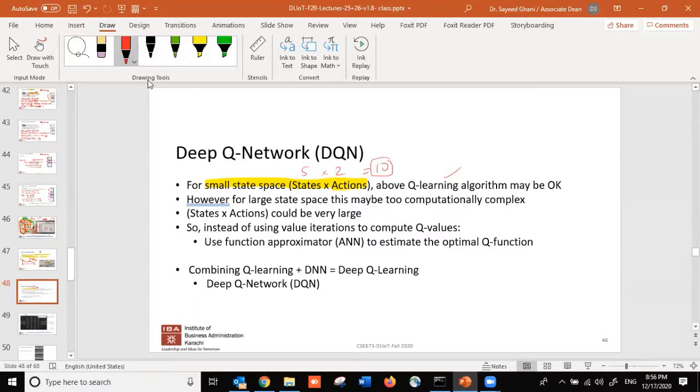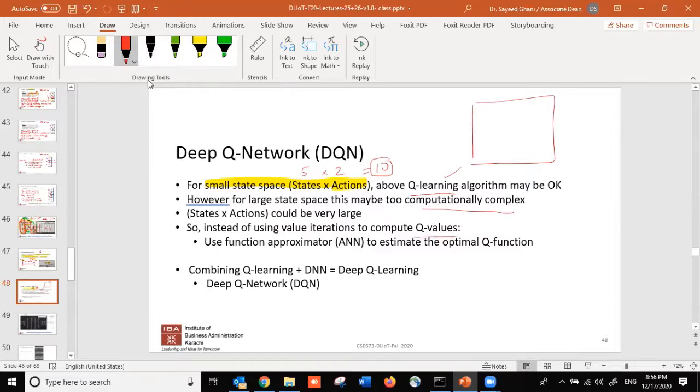However, if you have an extremely large state space, imagine playing a game of chess, then the state space could be extremely large, and the number of actions could be extremely large. So how do you update the Q values? That becomes very computationally complex. So the idea simply is that we're going to try to approximate the Q values.